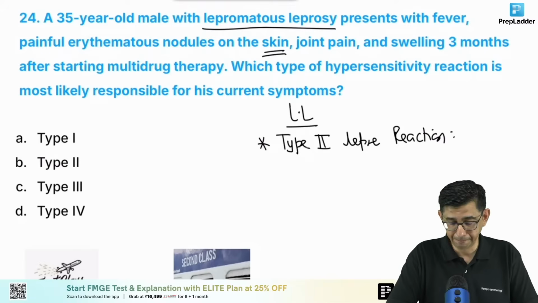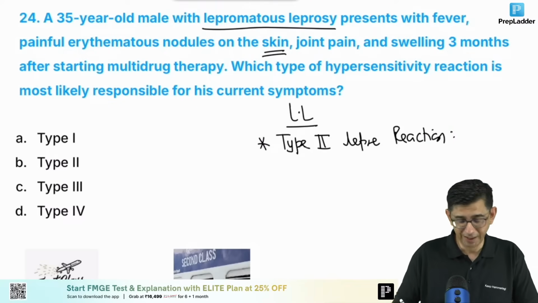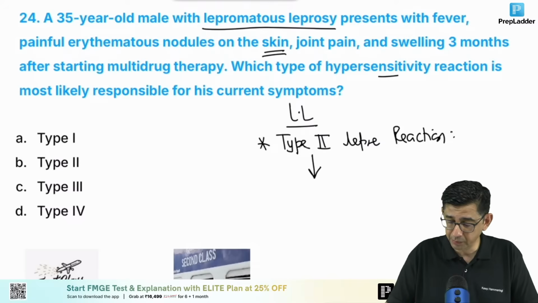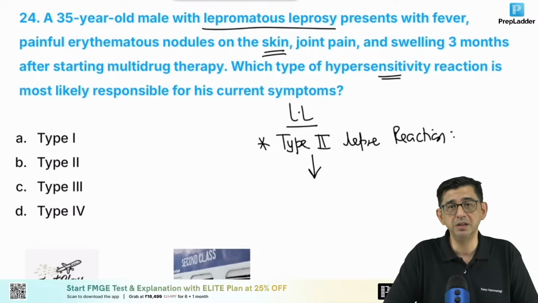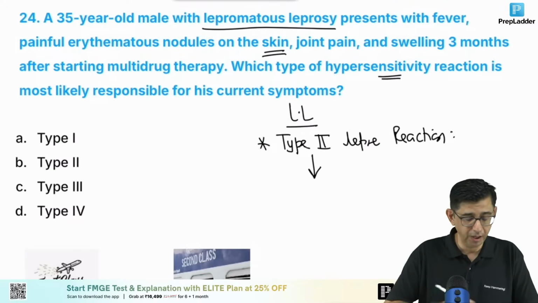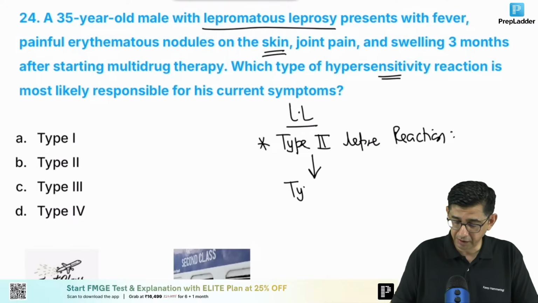It is type 2 lepra reaction that will be seen in a patient, and this will present with fever, painful nodules, swelling, systemic symptoms, even orchitis developing in a patient. This would be a manifestation. It is a type 2. The question is asking about hypersensitivity reaction. The question is not asking what the lepra reaction is. The question is asking what the hypersensitivity reaction is. The hypersensitivity reaction that is seen here is type 3 hypersensitivity reaction.